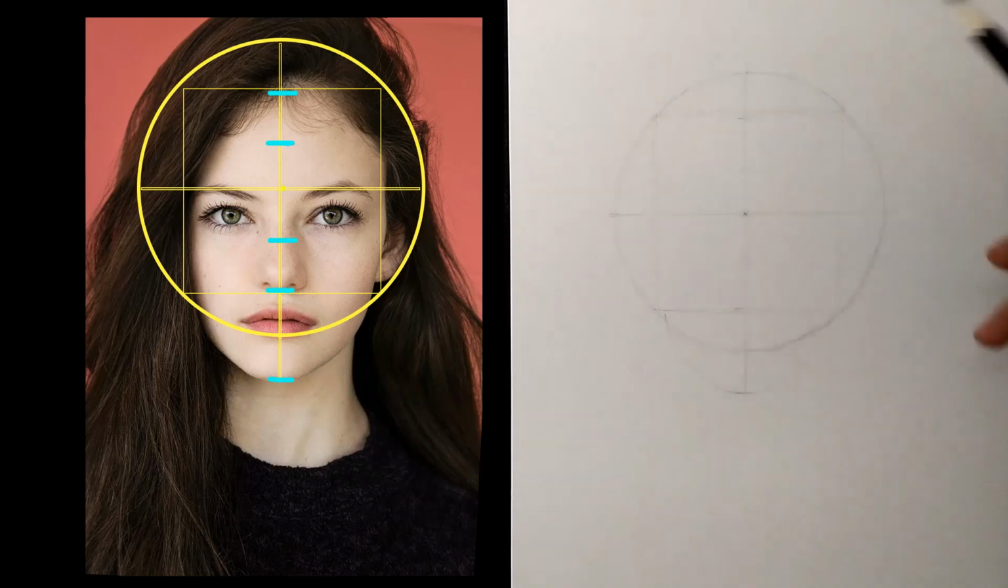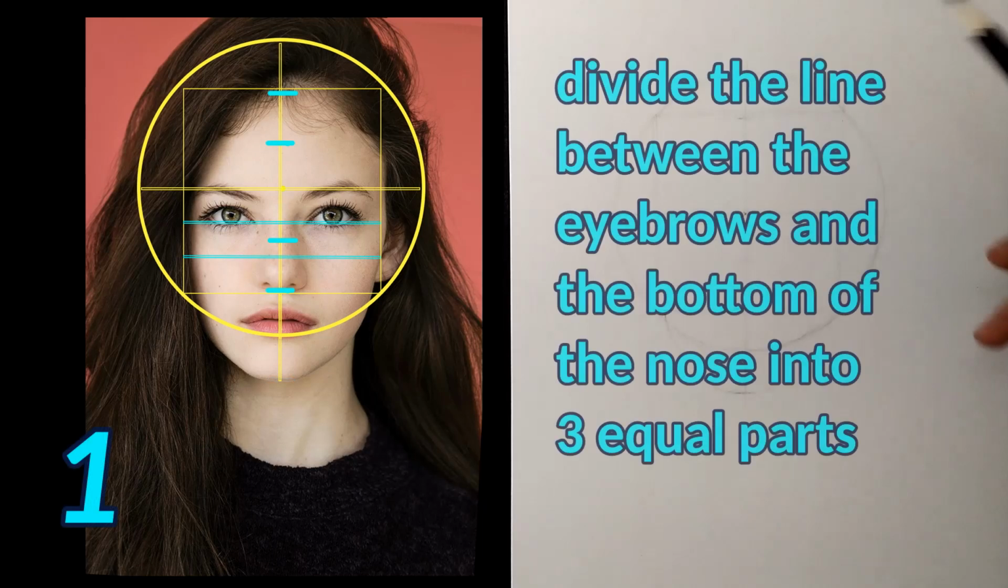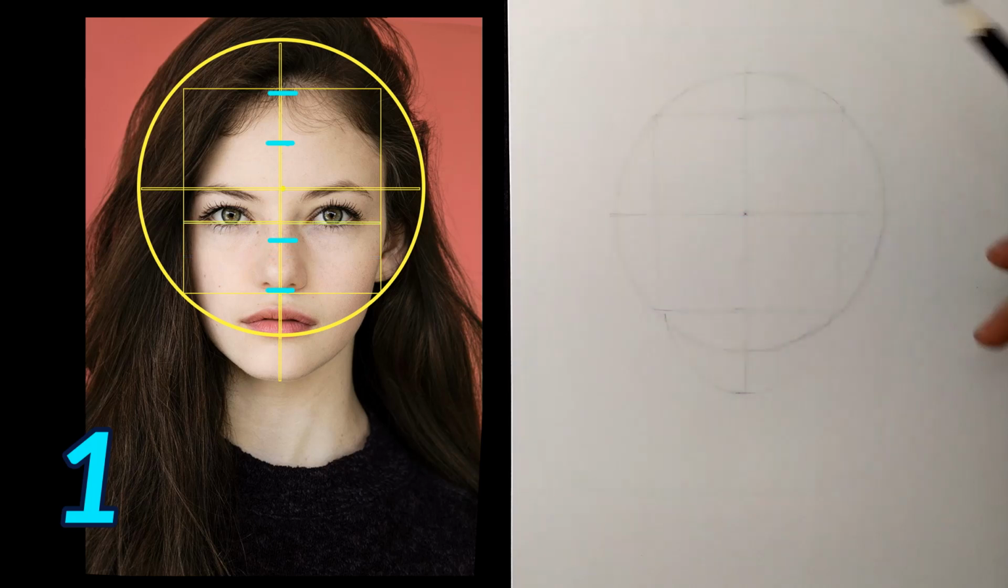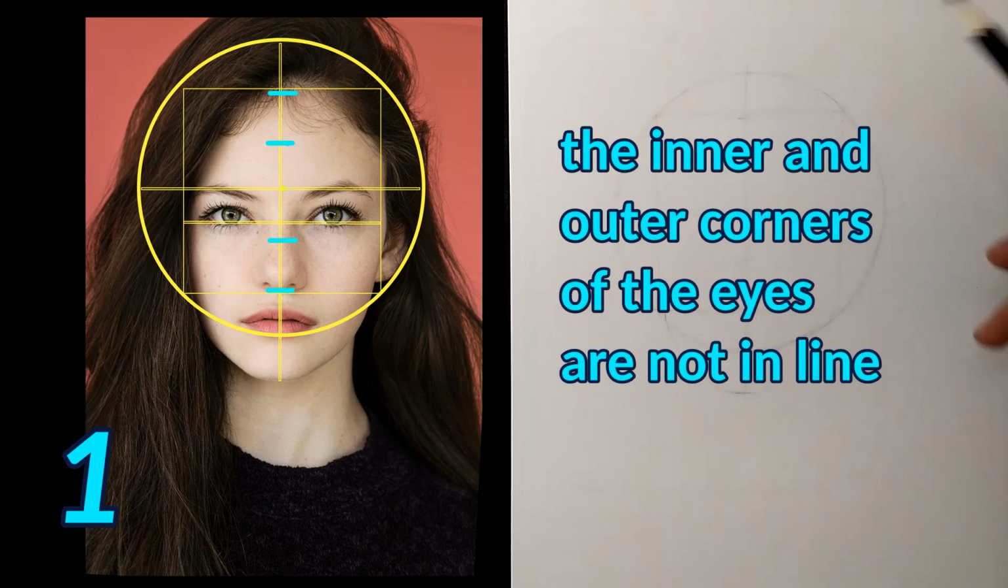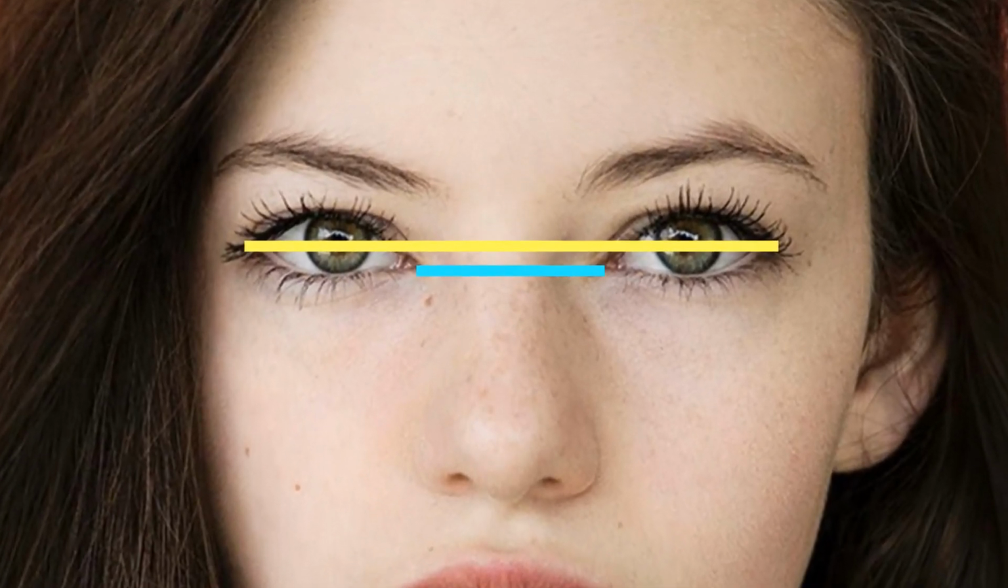How to get the eye line? If you look at the whole head, the eye line is in the middle. But if you cannot see the whole head completely in the reference photo, there are other ways to get the eye line. If you divide the line between the brows and the nose into 3 equal parts, you'll get the eye line, in this case, the inner corner line of the eyes. It's important that the inner and outer corners of the eyes are not in line. The inner corners of the eyes are lower.